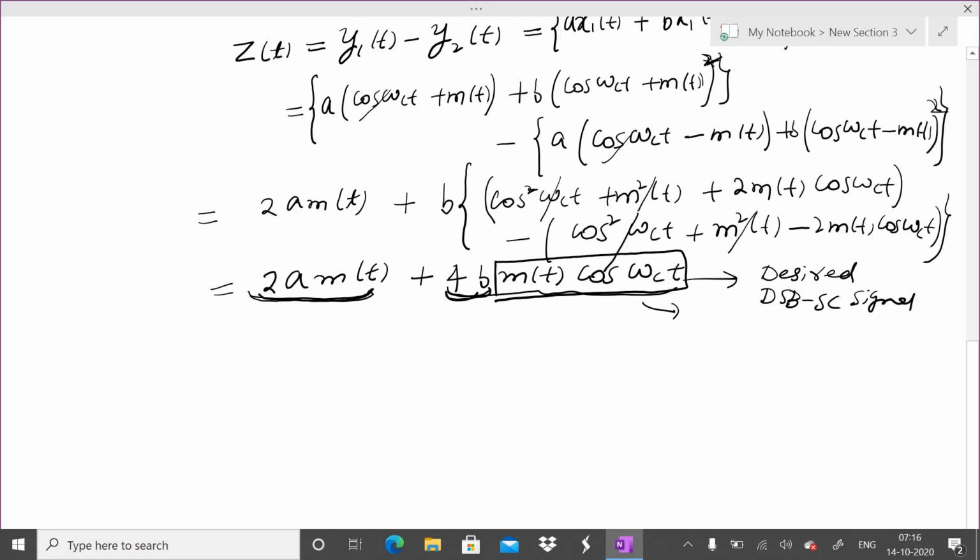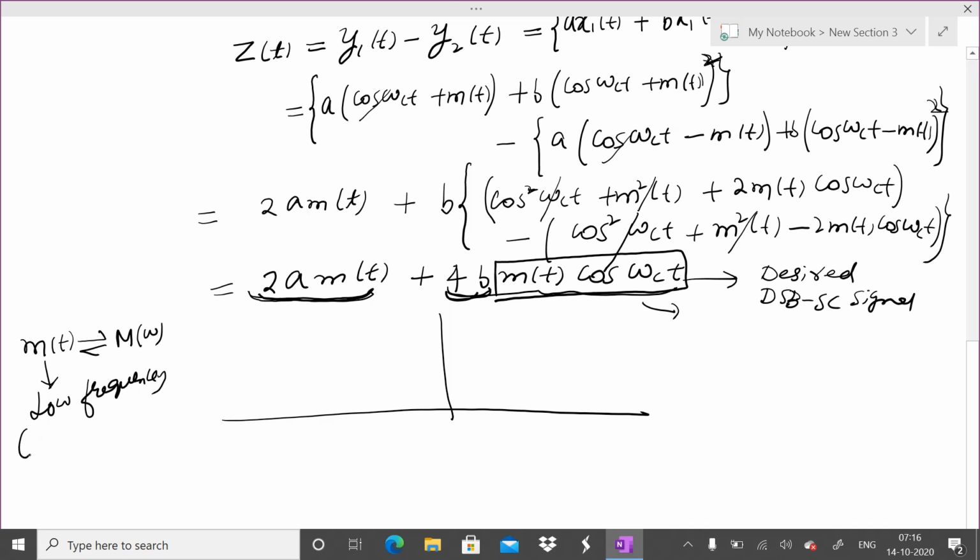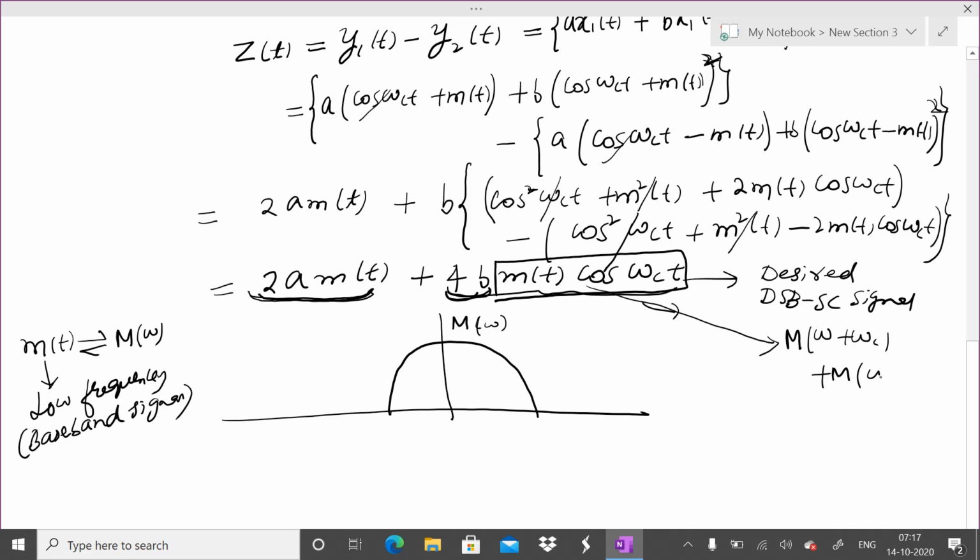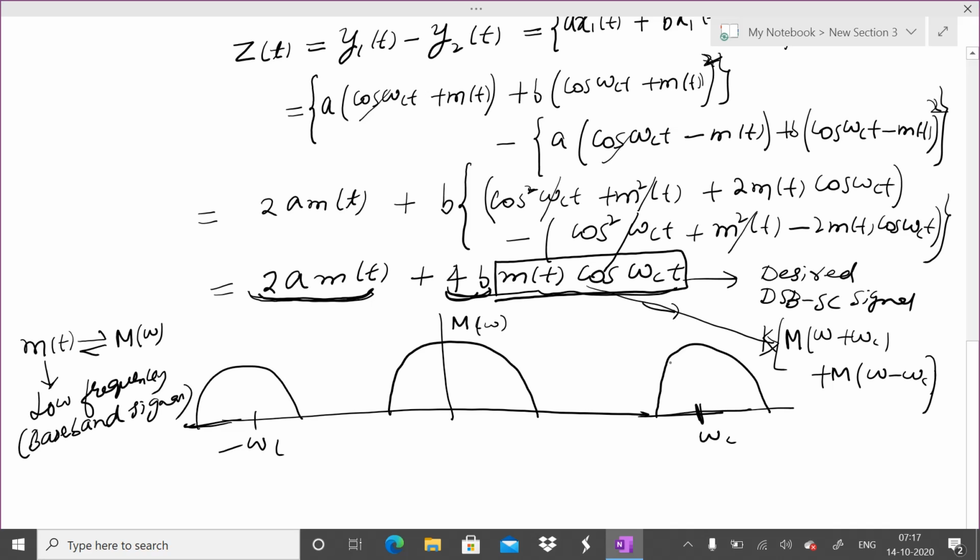Now how to get rid of the m of t term? Let's go to the frequency domain. If you see, m of t is a message signal, and suppose its Fourier transform is M of omega. Since it is a message signal, it can be voice or video, it will be of low frequency, also called a baseband signal. So m of t will be somewhat like here, M of omega. Now look at the second term, m of t cos omega ct. Its Fourier transform is M of omega plus omega c plus M of omega minus omega c. There will be some constant here, 4b, but omega c is quite high, so its spectrum will be somewhat here, right?